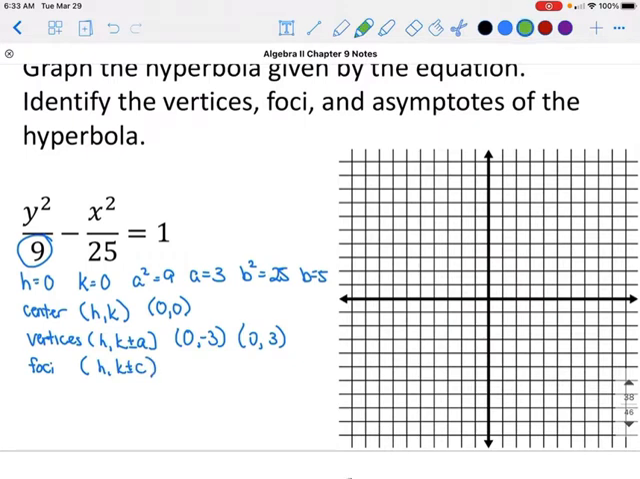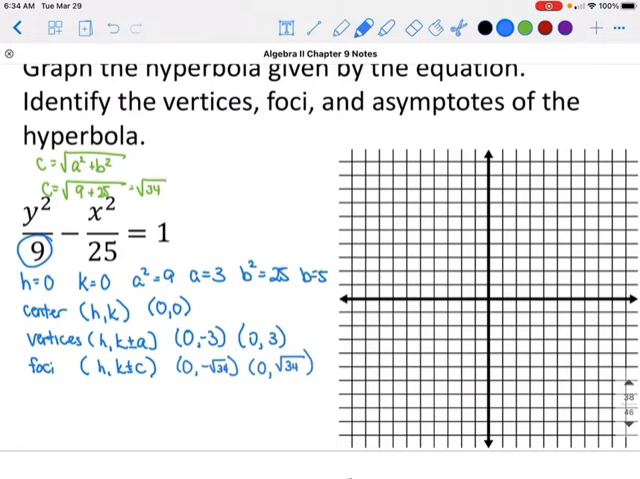To find the foci, it's going to be h and k plus or minus c. Now before we can find our value of c, we have to use our equation. And we know that c is equal to the square root of a squared plus b squared. This one is different than an ellipse. So our a squared is 9, our b squared is 25. So this means c is equal to the square root of 34. So our foci will be 0 and negative radical 34, and 0 and positive radical 34.